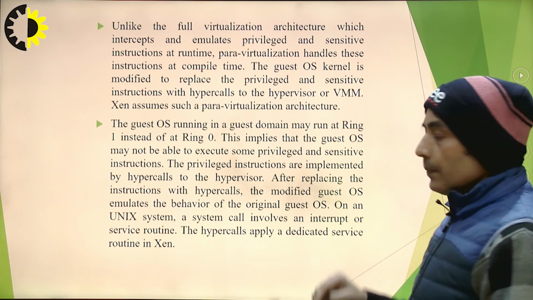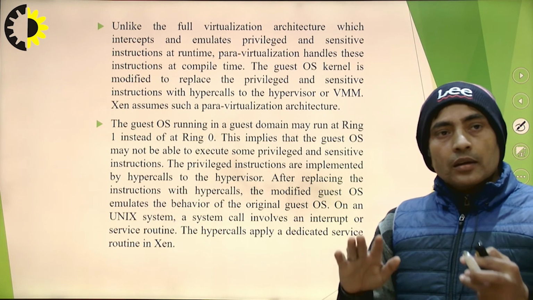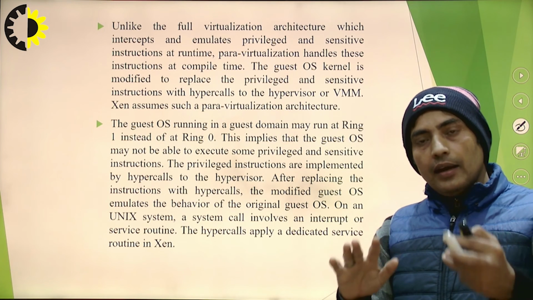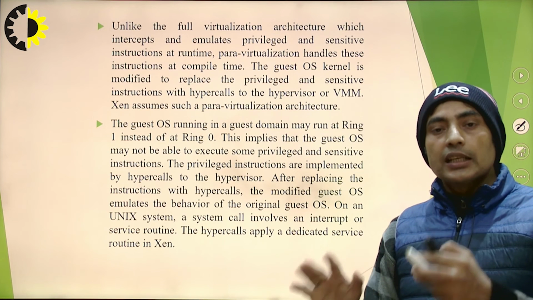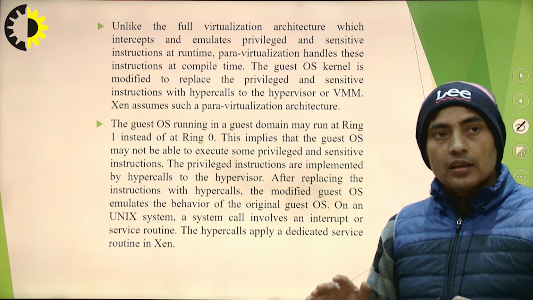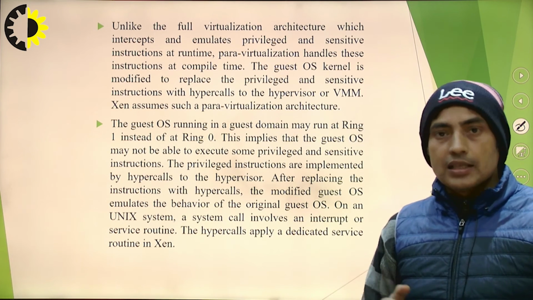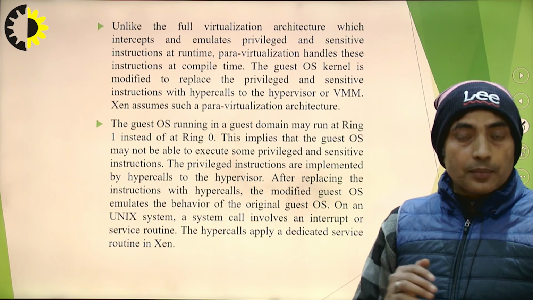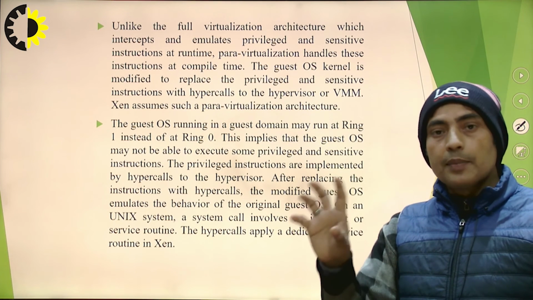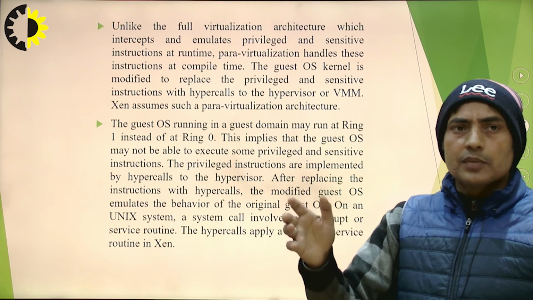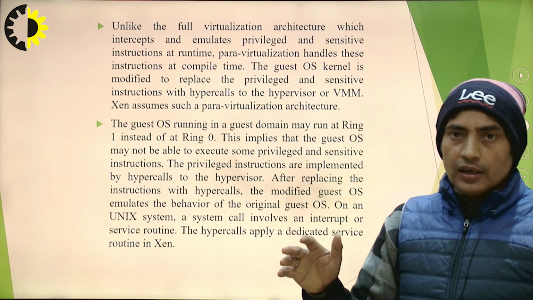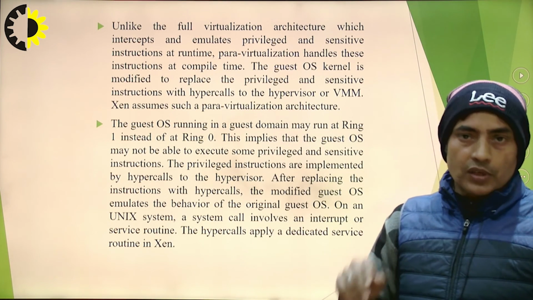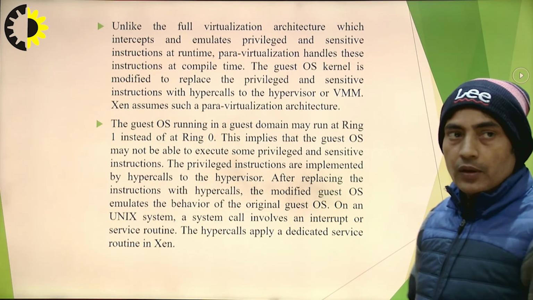So here, privileged and sensitive means critical instructions are replaced by hypercalls at compile time; the hypercalls are generated. And that hypercall is a special API, okay? And that API is executed on the hardware.